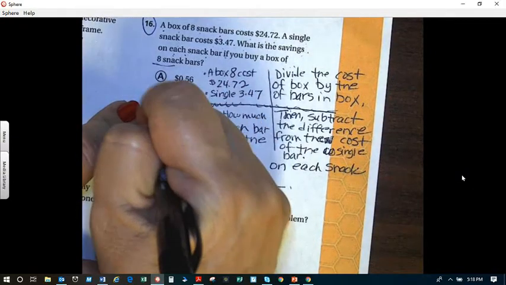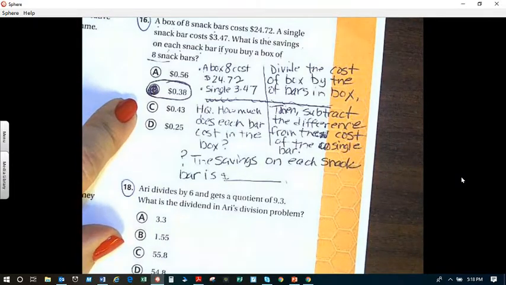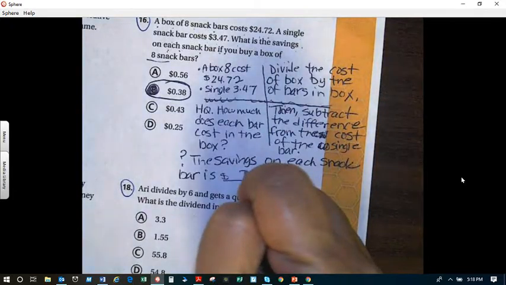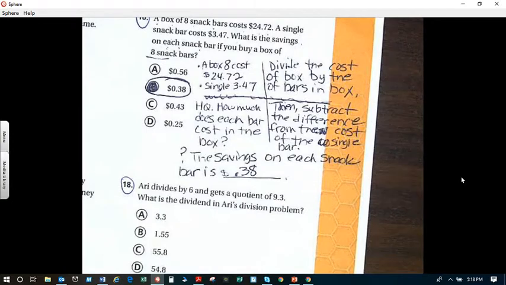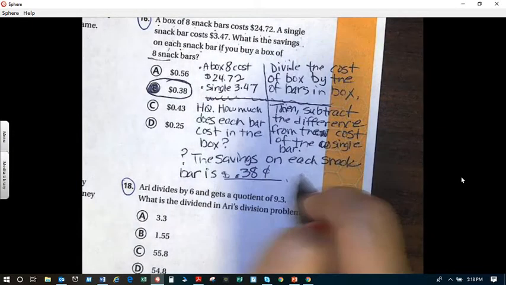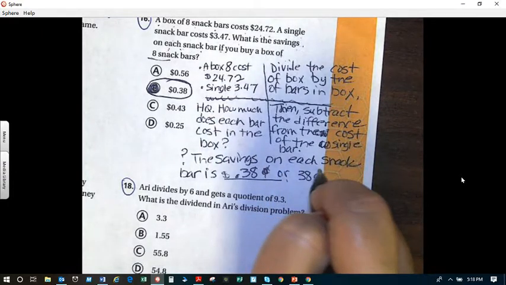38 cents. I went too far. So it's 38 cents. My decimal's there, so I don't need to put it here, or I can write it as 38 cents. Okay, let's look at the next one.